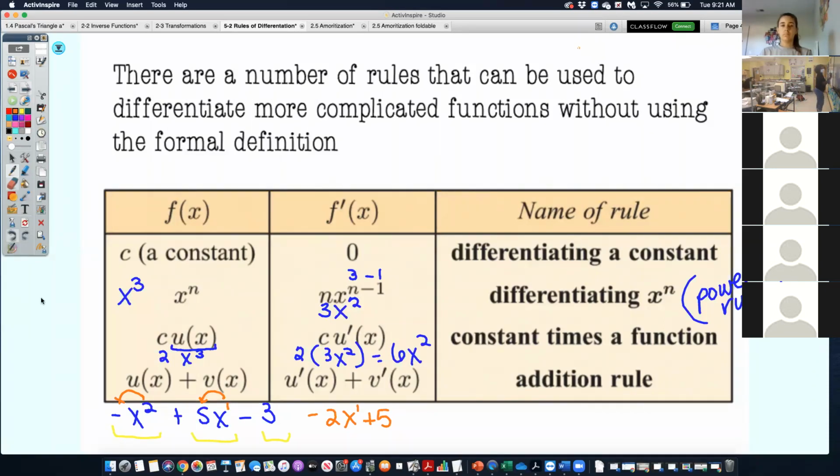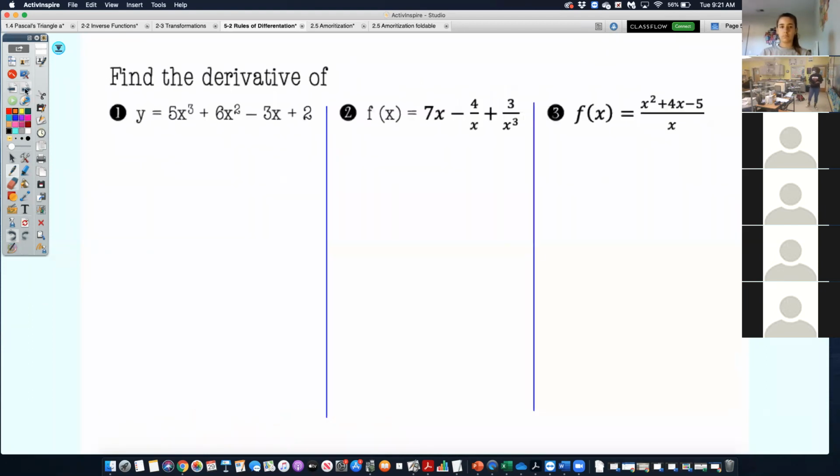This rule, the second one, is in your reference book, okay? This one's in your reference book, and really and truly, this is the main one compared to the other ones. So we're gonna use those rules now to find the derivative of each one of these functions, okay? So the first is y equals 5x to the third plus 6x squared minus 3x plus 2.